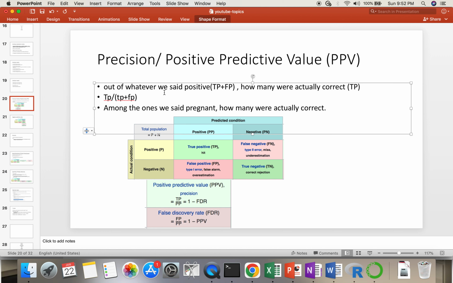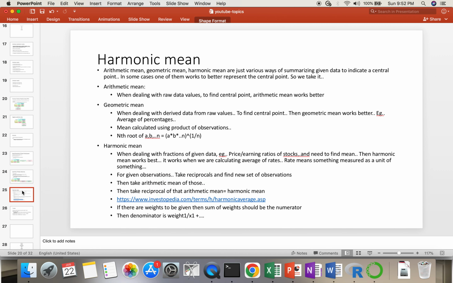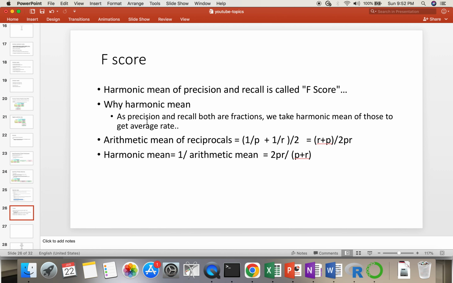These two are obviously fractions, and now what we're doing here is first taking reciprocals of those. So 1 by precision and 1 by recall is what we converted them to. Then we're taking the arithmetic mean of those. The arithmetic mean is the sum of the values by the count, so we're adding them up and dividing by 2. And what we get is this. So this is the harmonic mean, and it is nothing but 2.